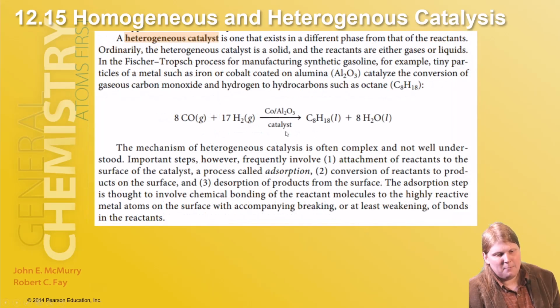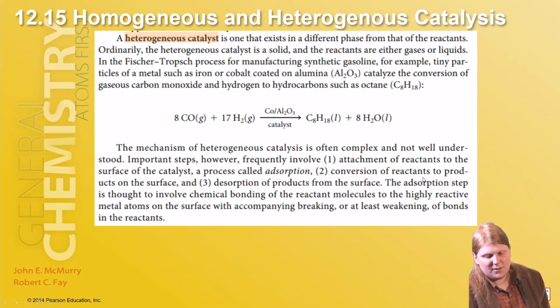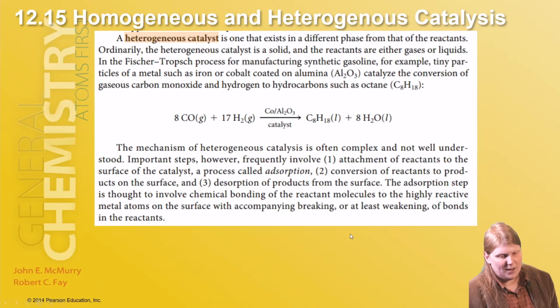Whereas platinum metal that catalyzes the decomposition of certain organic compounds is a heterogeneous catalyst, some surface that they coat tiny particles in a catalytic converter or something like that. And typically heterogeneous catalysis involves the attachment of something to the surface, an adsorption, a conversion on the surface, and then a desorption of products from the surface. So it's this three-step process, and this is common for any kind of heterogeneous catalyst.